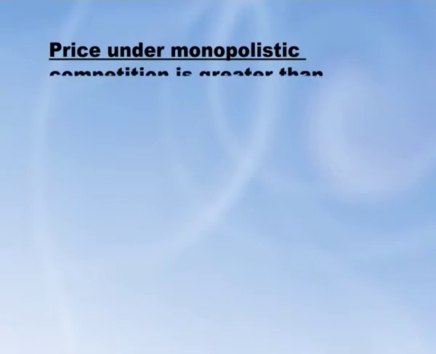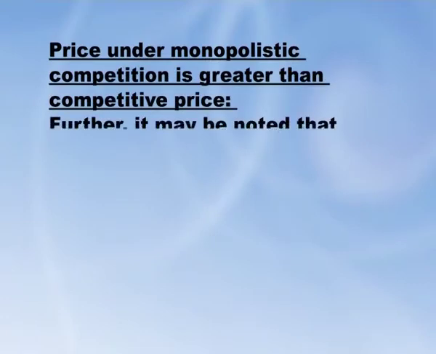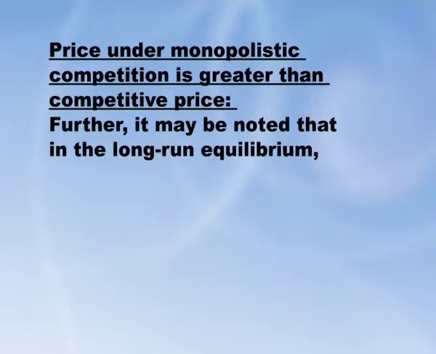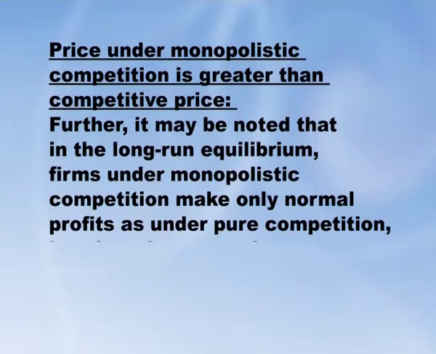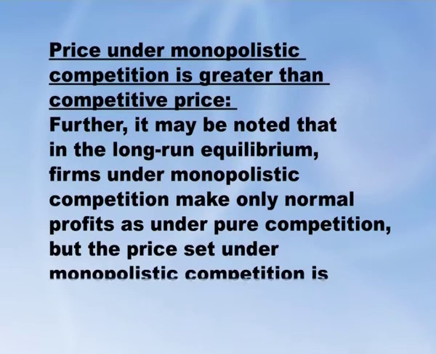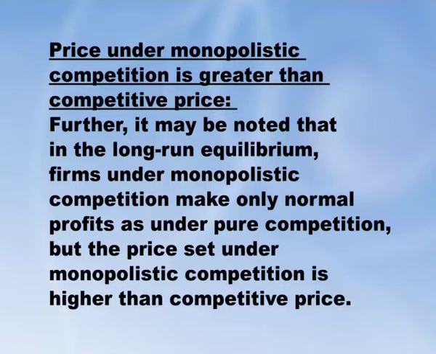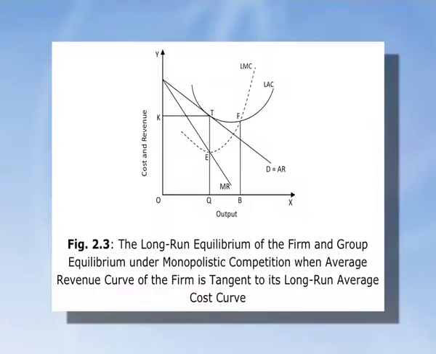Price under monopolistic competition is greater than the competitive price. Further, it may be noted that in the long run equilibrium, firms under monopolistic competition make only normal profits as under pure competition. But the price set under monopolistic competition is higher than the competitive price. In figure 2.3, the price set in long run equilibrium under monopolistic competition is QT, while the competitive price would have been equal to BF. This higher price under monopolistic competition is due to the monopoly element contained in it.